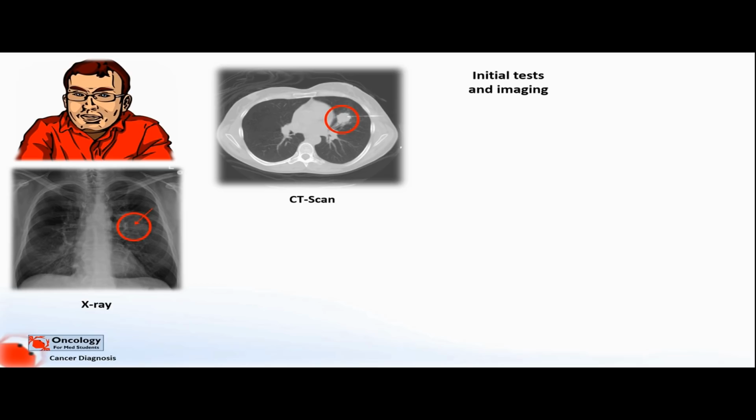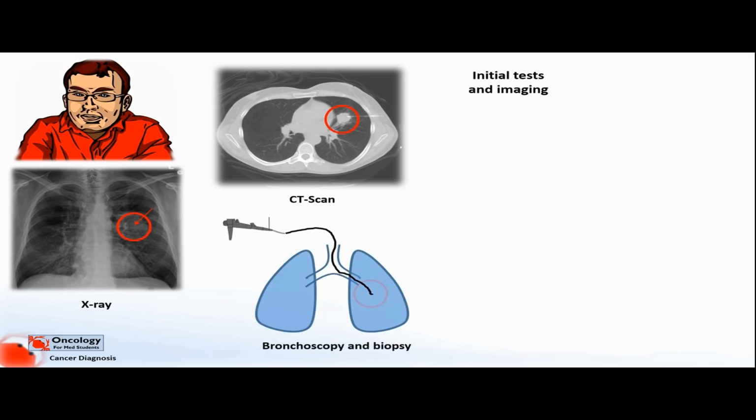To do this, we need to get a sample of the suspicious looking tissue. The most common way of getting this in the case of lung masses is by an endoscope, which is a camera, to have a look at the lungs and then take a tissue sample, called a biopsy, of anything that looks abnormal. This procedure is called a bronchoscopy.